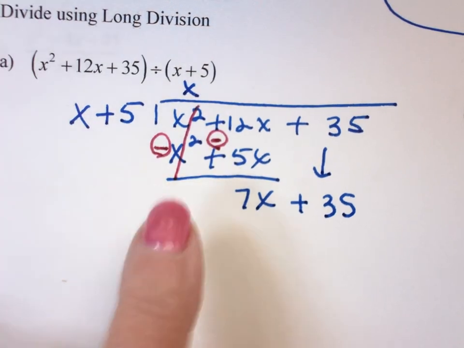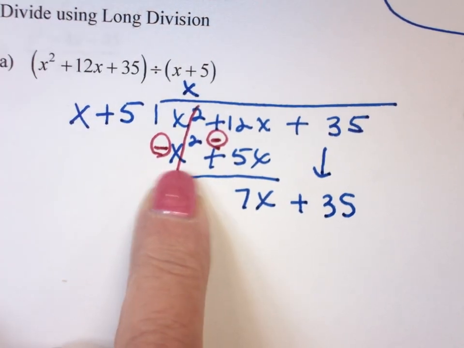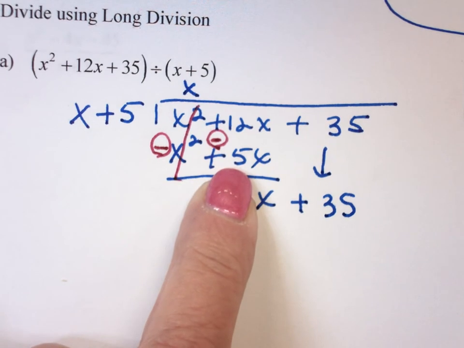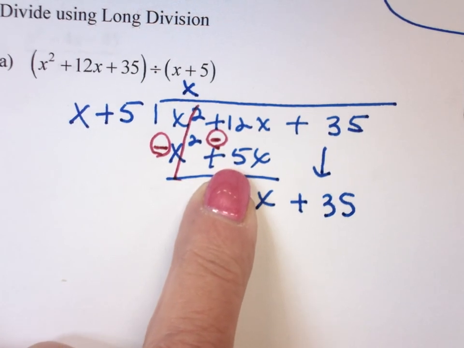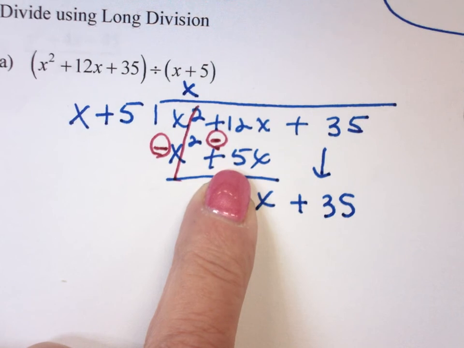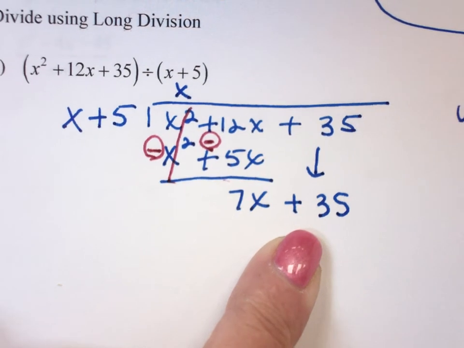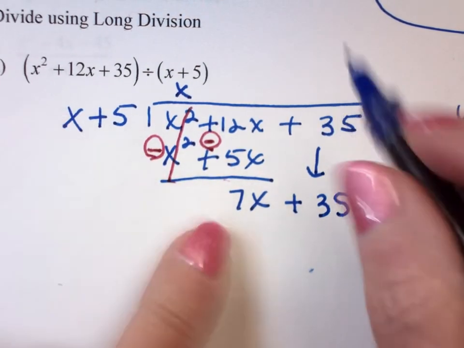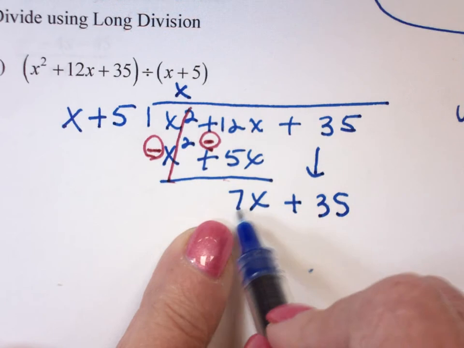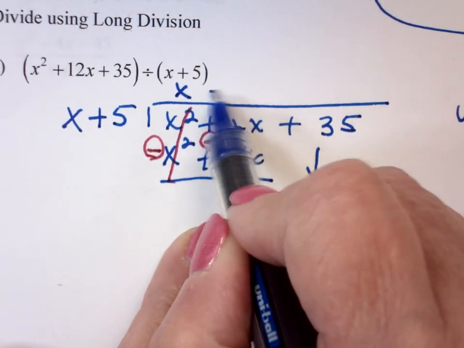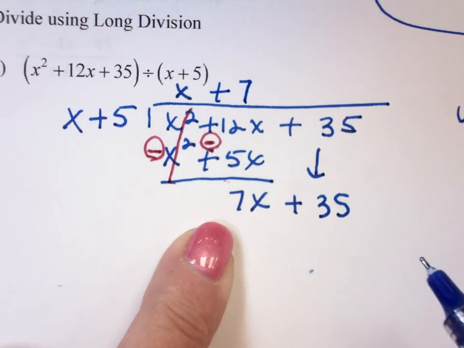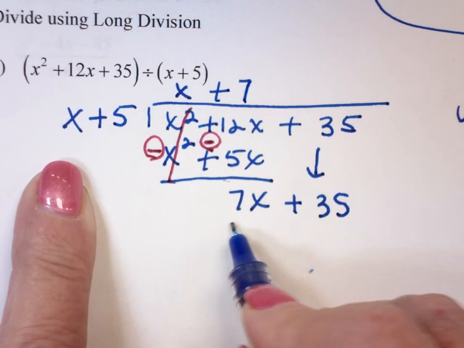Some of you multiplied the x squared fine, but then you forgot to change the sign on the 5x. Everybody changes signs. And then you got down to here, then you didn't know what to do, and you fell all over yourself. What do I multiply x by to get 7x? This is now a positive 7x. So 7 times x is 7x.